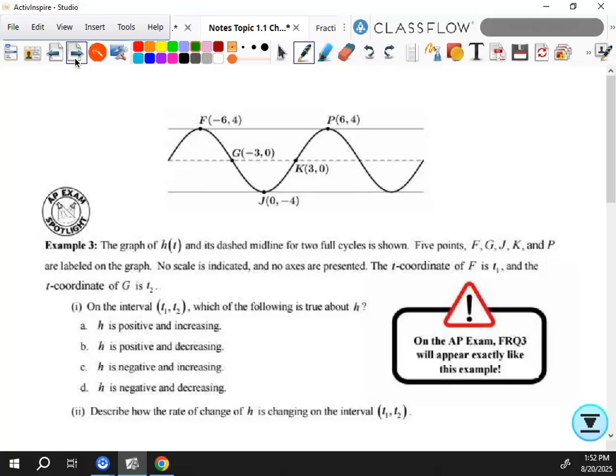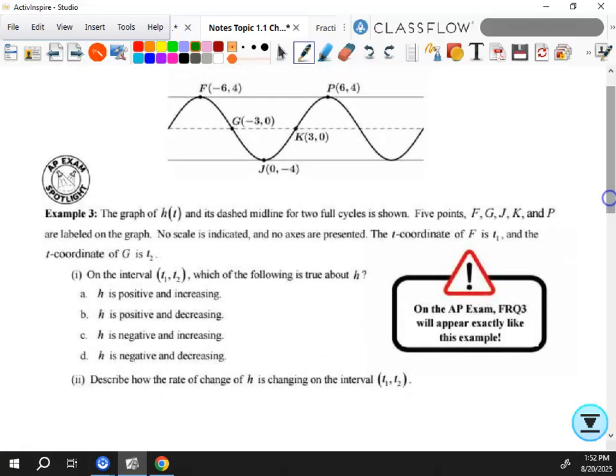All right, so talking through this again. It tells us a whole bunch of stuff, but it says the t-coordinate of F is t1, the t-coordinate of G is t2. And it's the t-coordinate because it's h of t, so t is my input, not my x, basically. So I'm looking at this part of the graph. Then it says, on the interval from t1 to t2, which of the following is true about h? The function. We are not talking about the rate of change, so I don't care about the fun chart at this moment. I'm looking at the function itself.